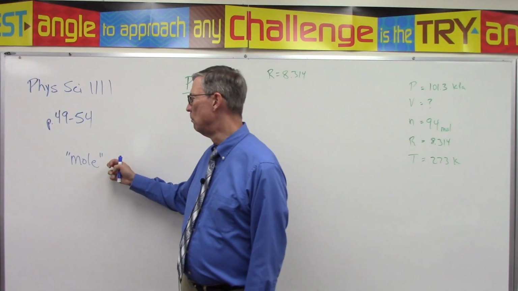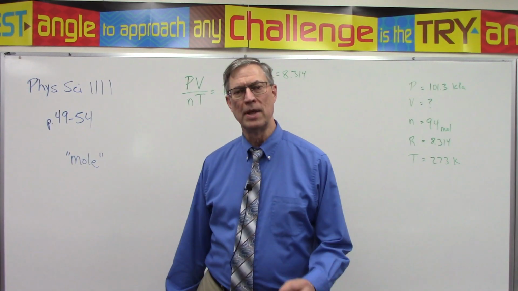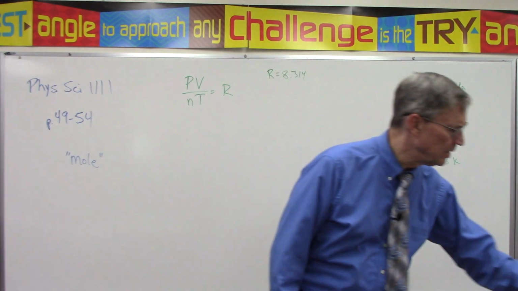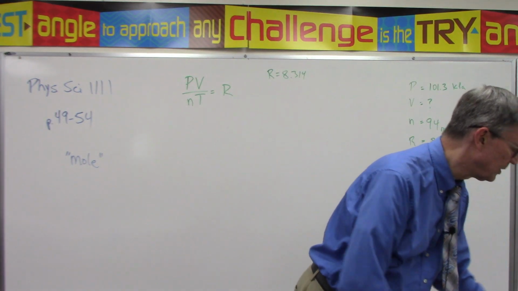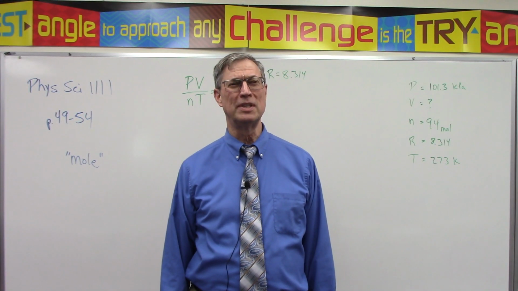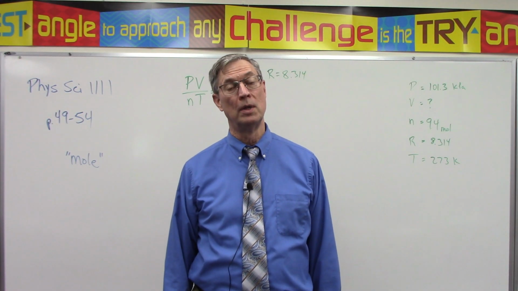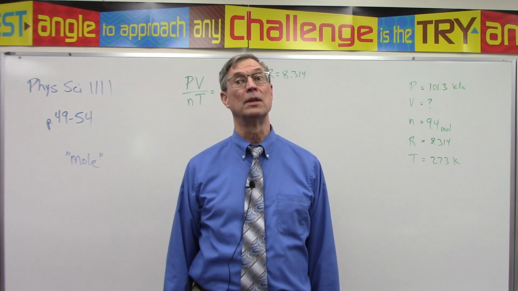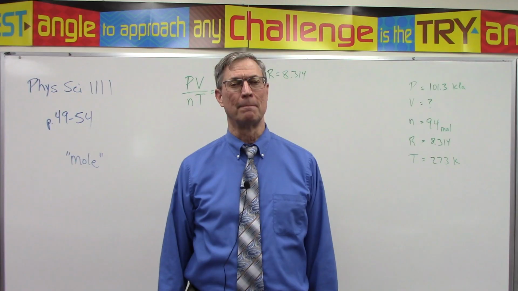So the word mole is a word that a guy named Avogadro came up with. Does it tell us here? Oh yeah, 6.022 times 10 to the 23rd power. So that's not 12. That's a pretty big number. 6.022 times 10 to the 23rd power. That is a lot of something, okay?